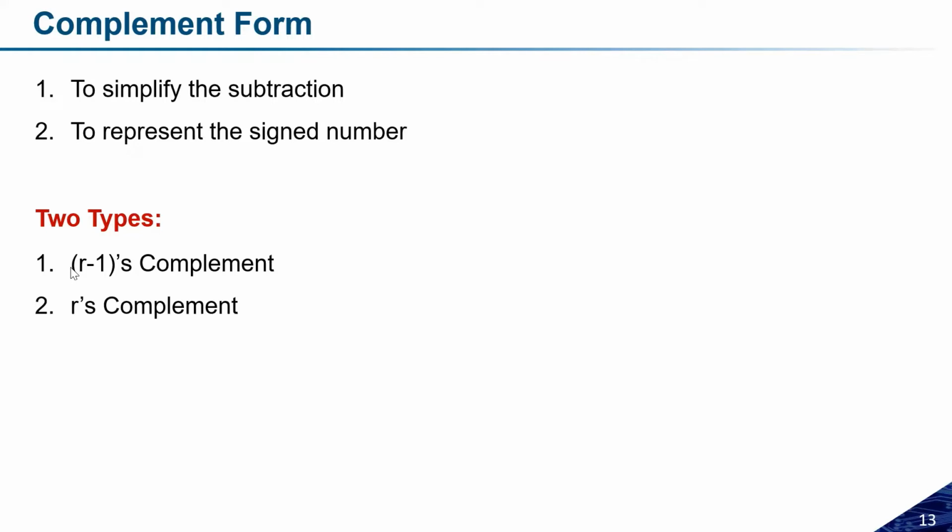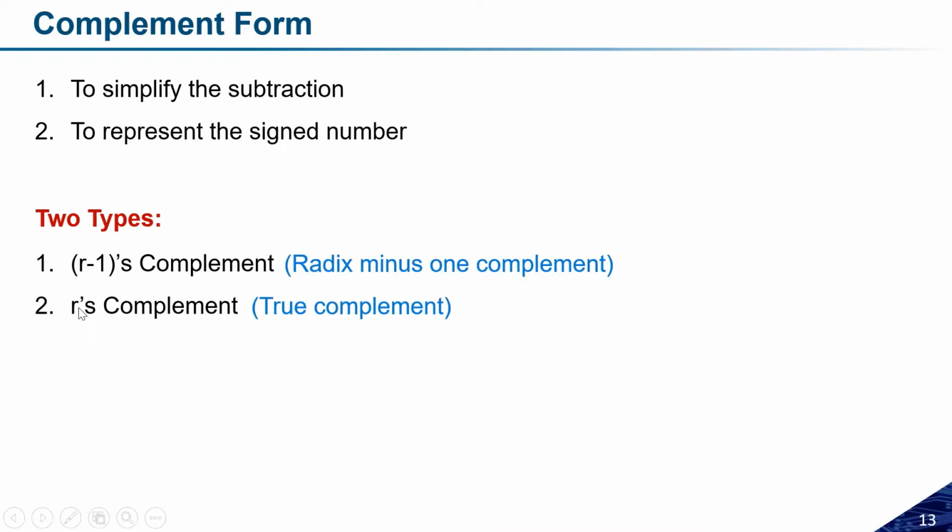Because if you see here in r-1, whatever number we have, we are subtracting it from its base or radix. That is why we can call it the radix minus 1 complement, because we are subtracting 1 from the base or the radix. The second one, the r's complement, is because we are truly complementing the number, so we can call it the true complement. So these two are the complementary functions.